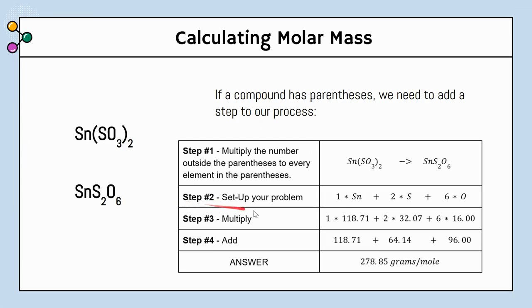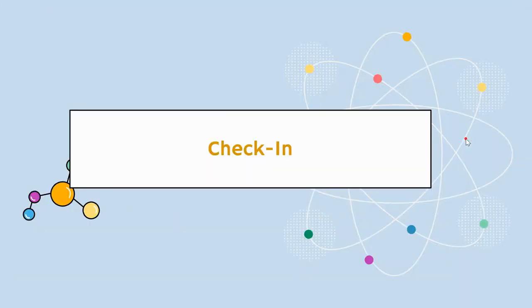From there, the problem is exactly the same. 1 times Sn plus 2 times S plus 6 times O. Plug in the molar masses from the periodic table, multiply, and then add up. So it's a very similar process. You just have to change that parentheses, multiply the number at the very end by everything in the parentheses. Now let's have you try.